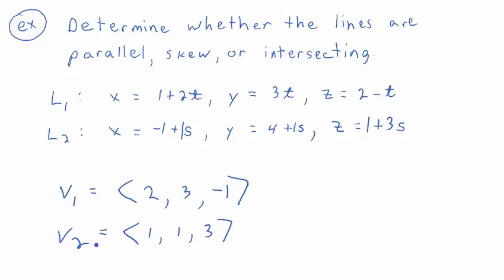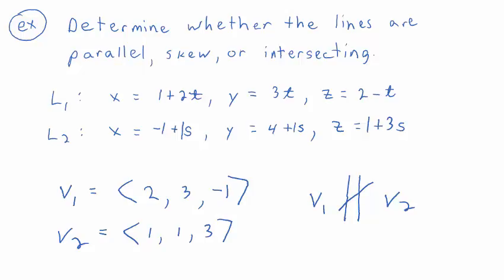Now, there is no scalar I can multiply v2 by, say, for instance, and get v1. So if I multiplied v2 by, say, 2, I'd get a 2 for the first component like I have here in v1, but I wouldn't get a 3 in the second component, and I certainly wouldn't get a negative 1 in the third component if I multiplied through v2 by 2. So we can see just by looking at these that v1 is not a scalar multiple of v2, which means they're not parallel. If they're not scalar multiples, the two vectors are not parallel.